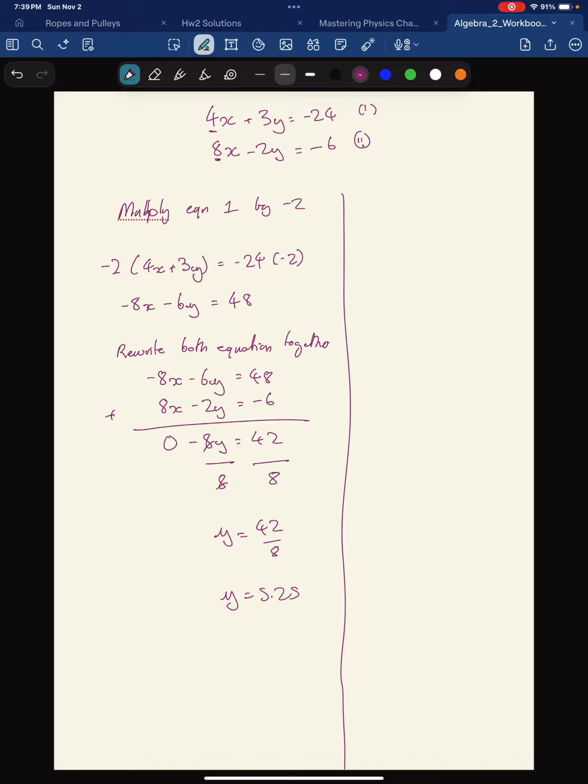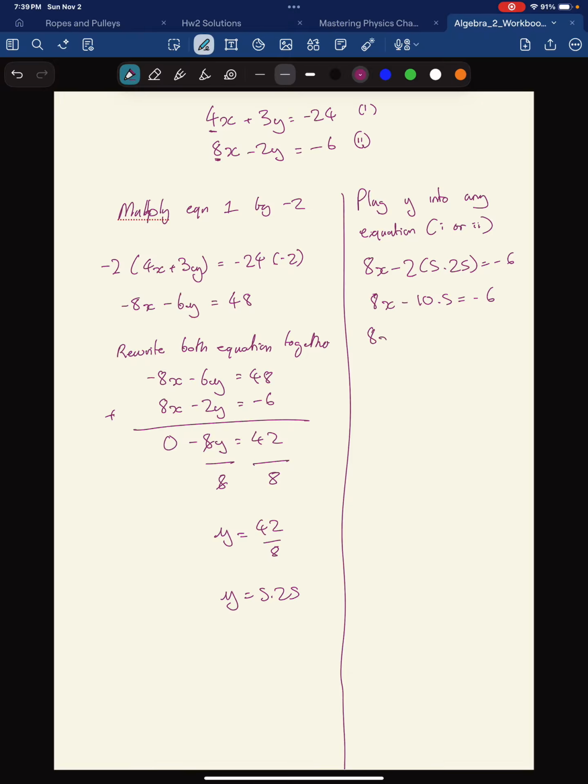And now let me plug my y into any equation, that is, either 1 or 2. I'm plugging into equation 2. So I'm going to have 8x minus 2 times 5.25 equal to minus 6. So I'm going to have 8x minus 10.5 equals minus 6.